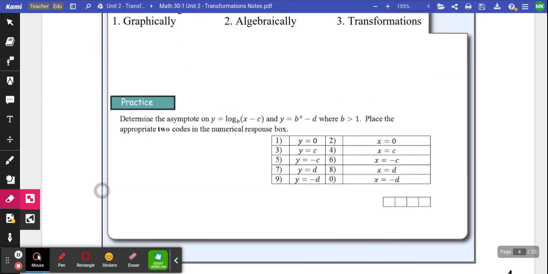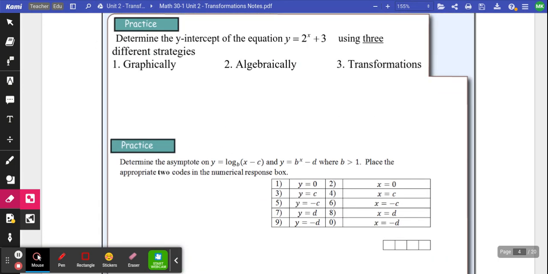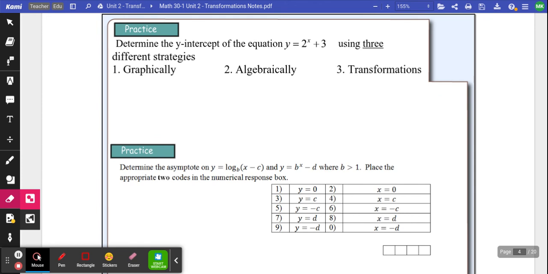Okay. Last one. Determine the y-intercept of the equation y equals 2 to the power of x plus 3 using 3 different strategies. We're going to do it graphically, algebraically, and using transformations.